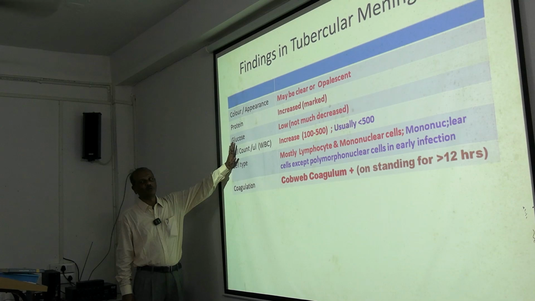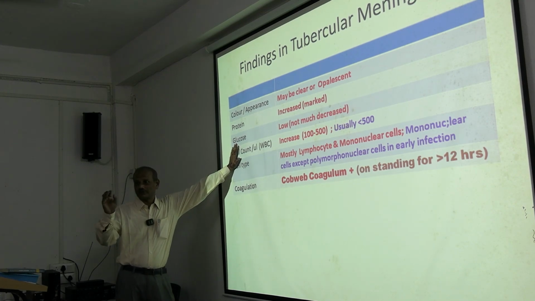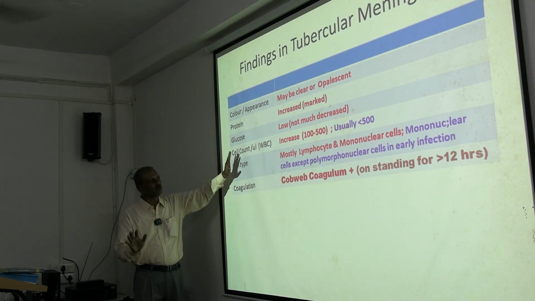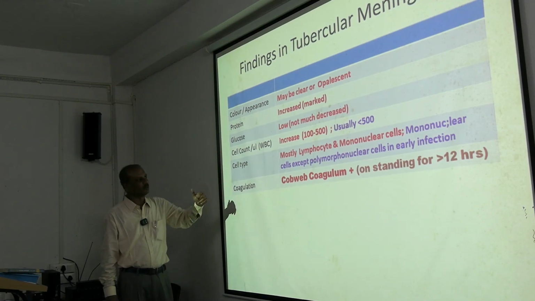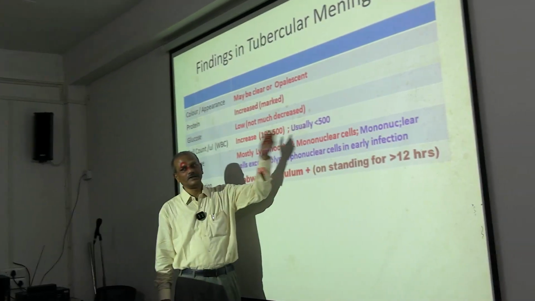Glucose level will be low, but that will not be much lower, unlike bacterial meningitis, because tuberculosis bacteria usually have a metabolism that is not that fast like other bacterial infections. It is a bacteria, no doubt, but it doesn't utilize glucose that much. And the lymphocyte cell count, again, is usually less than 500.